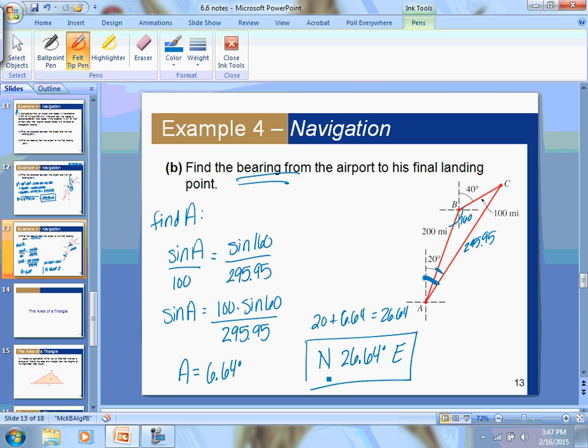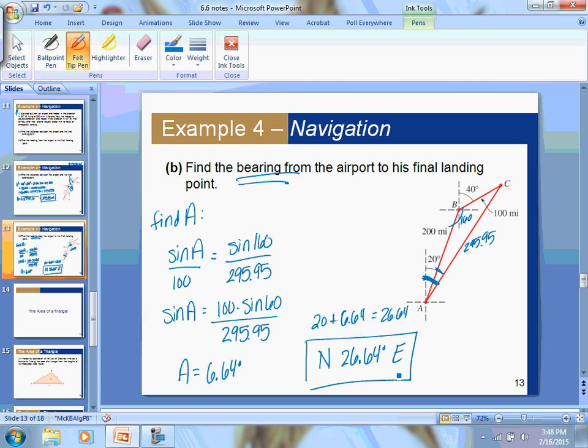Now read the directions in the book to know if they want you to round it to tenths or to hundredths, or if they want you to round it to the nearest degree. If you did round this, it would be 7 degrees. So then you'd have north 27 degrees east. Okay, so pay attention to the directions there.